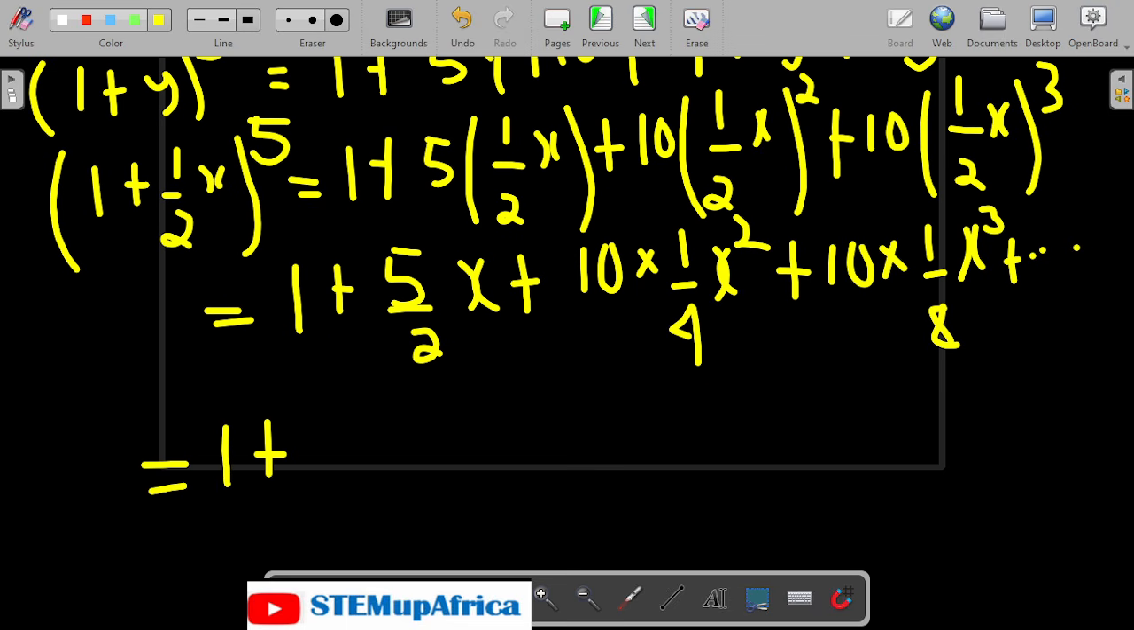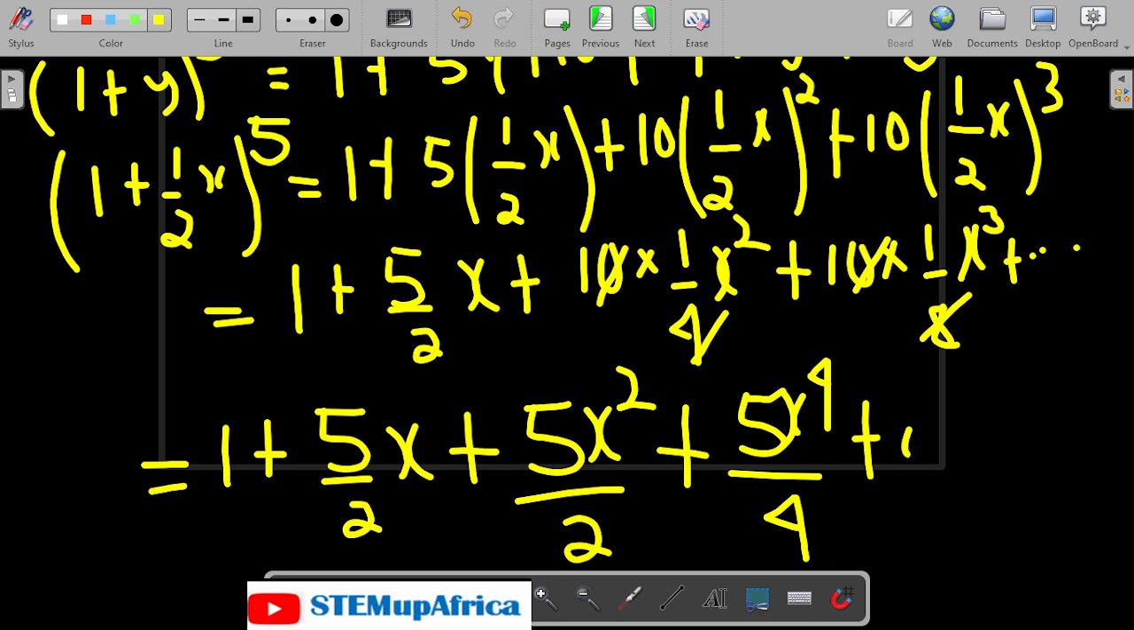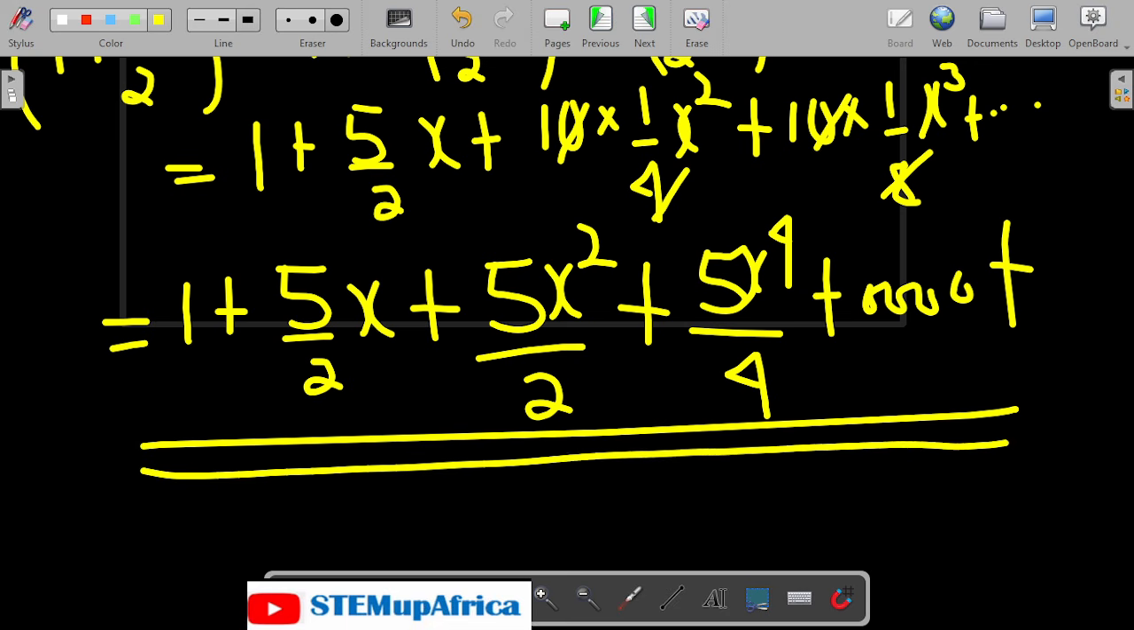Here becomes 1 plus 5 over 2x. I cancel out. Here becomes 5x squared over 2 plus, I cancel out. Here is 5x to the 4 over 4. Continue like that. So this is the expression if you substitute y as x over 2.